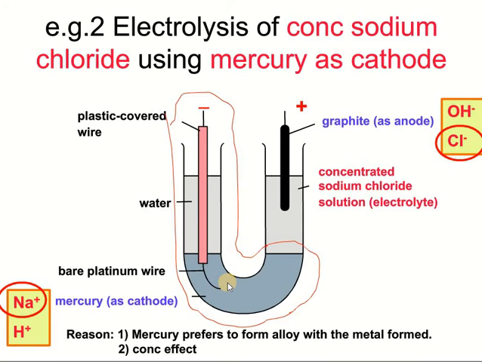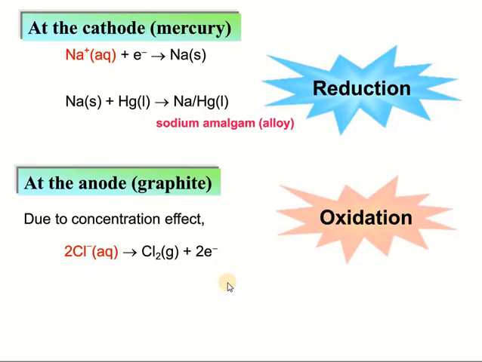Mercury prefers to form an alloy with the metal form. The concentration effect is the reason. So why not water? Because at the cathode, sodium mercury amalgam is formed. At the anode, chlorine gas is liberated due to the concentration effect.